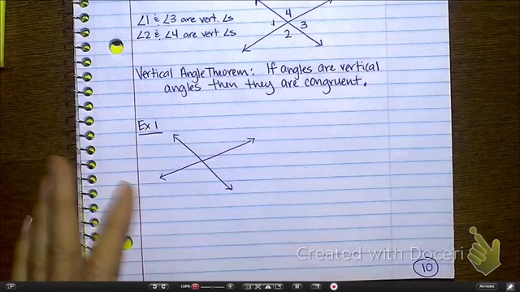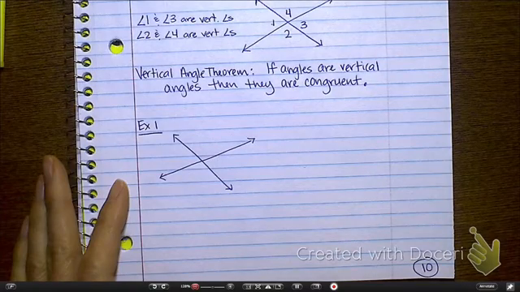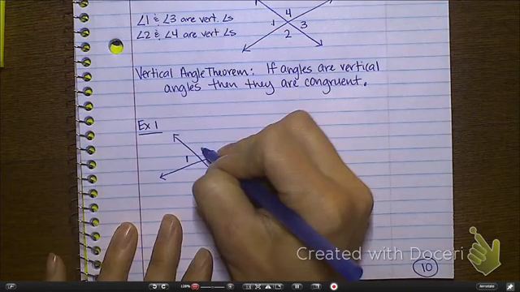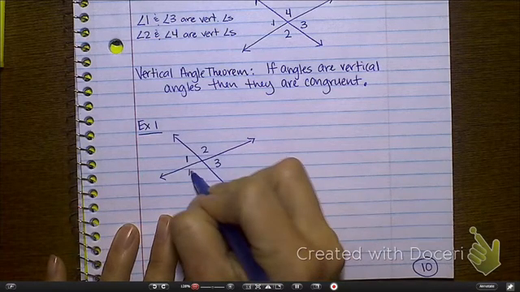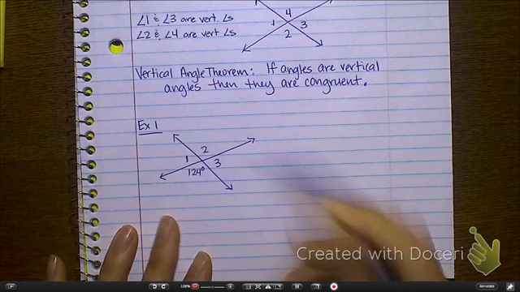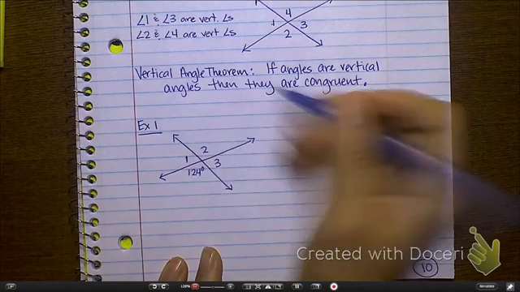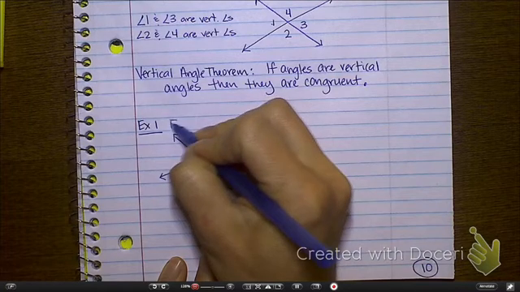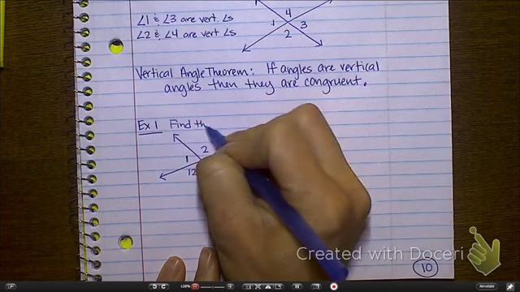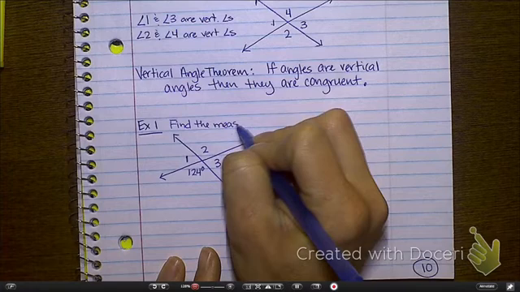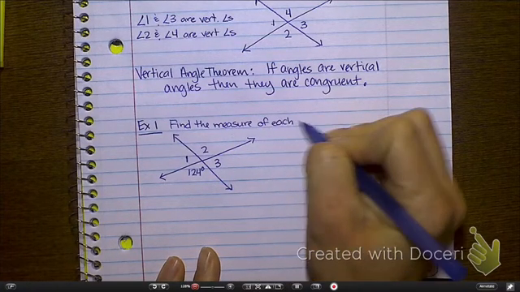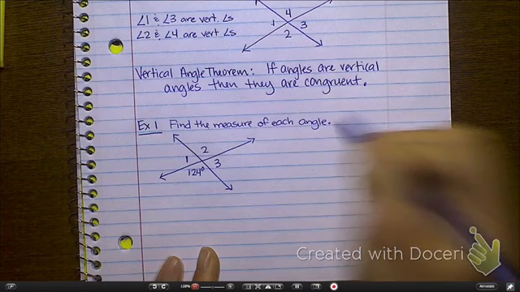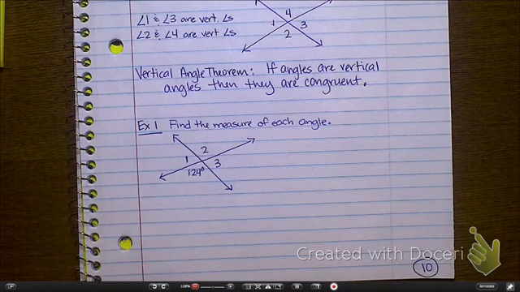Okay, so draw some intersecting lines. We're going to call this angle 1, 2, 3, and then this one, label it 124 degrees. Okay, and we are going to find the measure of each angle there.